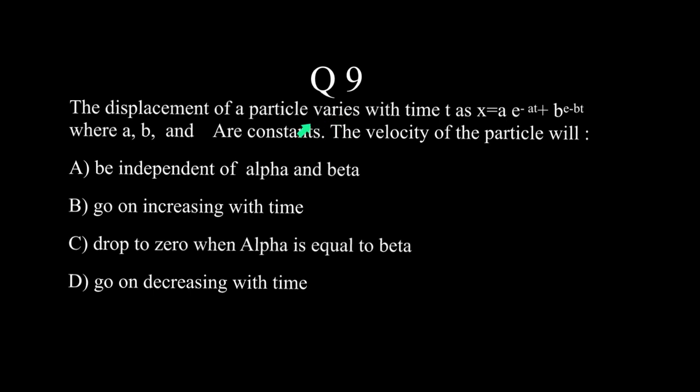The displacement of a particle varies with time t as x is equal to a e raised to minus alpha t plus b e raised to beta t, where a, b, alpha and beta are constants. The velocity of the particle will be independent of alpha and beta, go on increasing with time, drop to 0 when alpha is equal to beta, or go on decreasing with time. Okay.